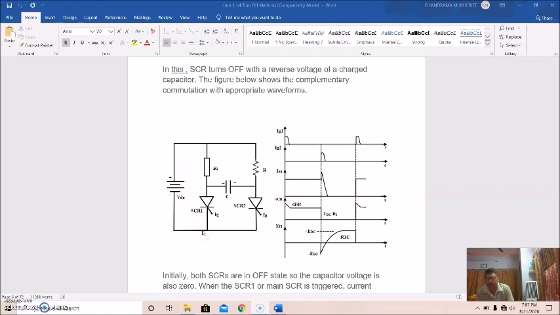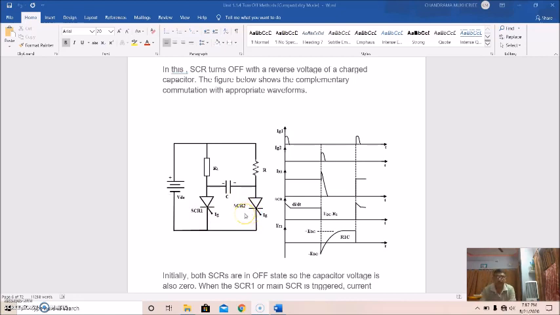Now at mode 3, a triggering pulse is applied at thyristor 2, which is the complementary thyristor, and it turns on and starts conducting. A negative polarity voltage is applied across thyristor 1, which will be reverse biased and turned off immediately, and therefore commutation of the main thyristor SCR1 is possible by turning on SCR2.